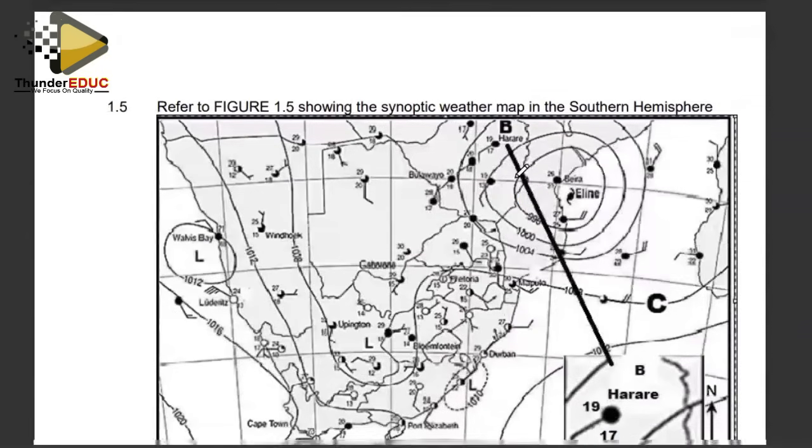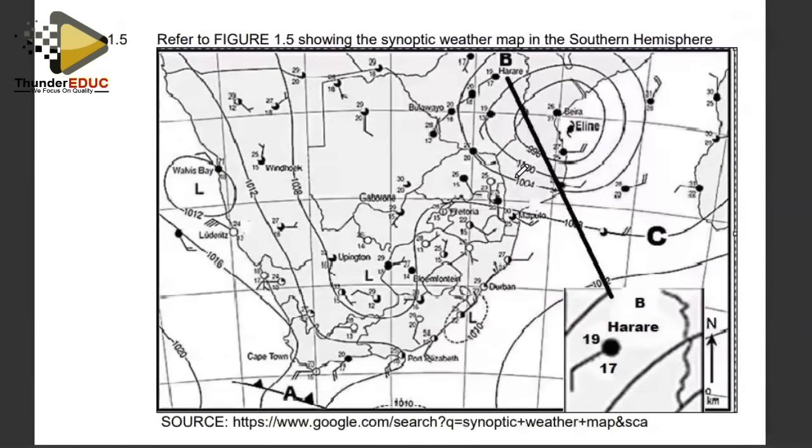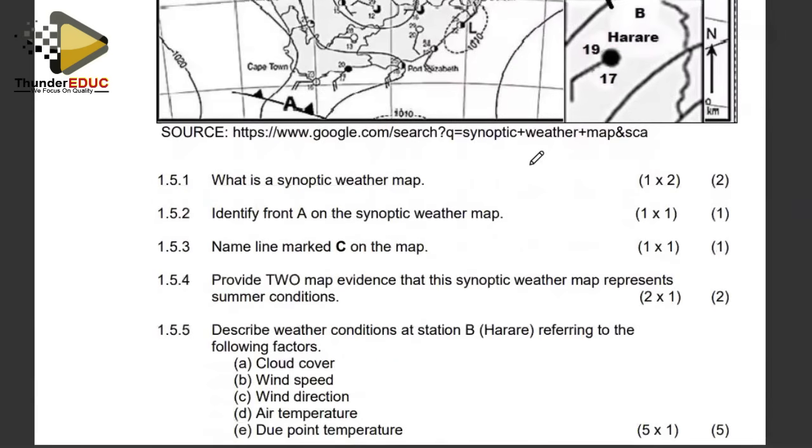Right, we take us to question number 1.5 on the synoptic weather map. Let's see the questions. What is a synoptic weather map? Right, that is basically an open question. We can say it's a map. A synoptic map that represents a summary.